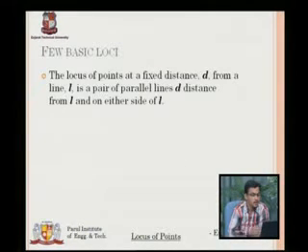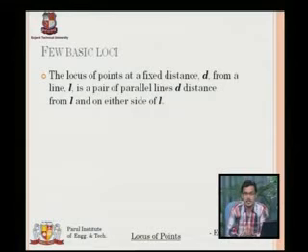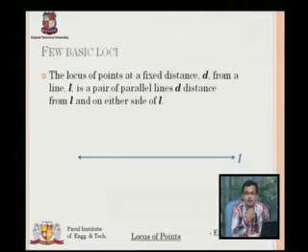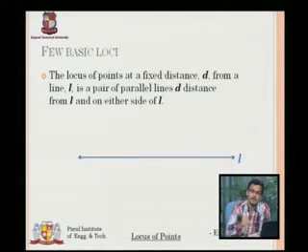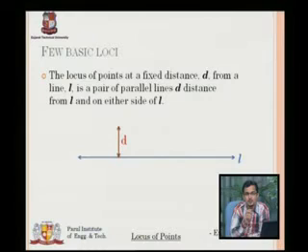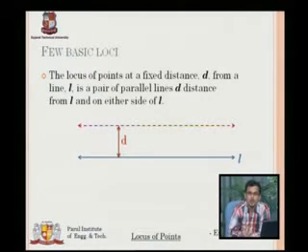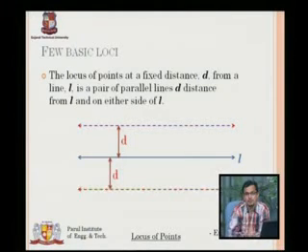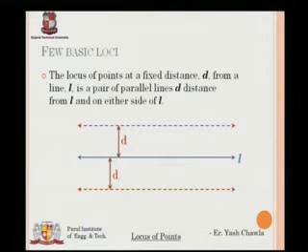Another example: the locus of points at a fixed distance d from a line L is a pair of parallel lines. This is a line L. I want to draw the locus of points which are at a distance d from this particular line. The distance can be above the line and it can be below the line. First I'll take above the line. This is at a distance d. So a line parallel to line L, above it, will be the locus. For below, again the same thing, it is at a distance d, so this is the parallel line that is the locus. So the two dotted red lines show the locus of points which are at distance d from L.